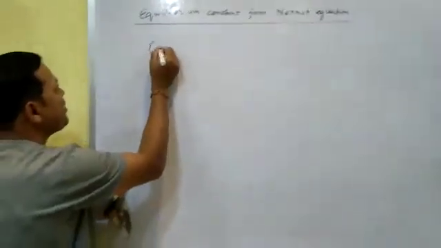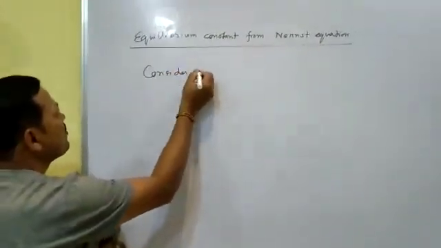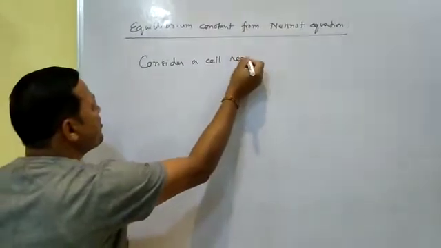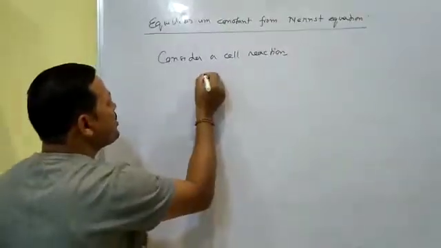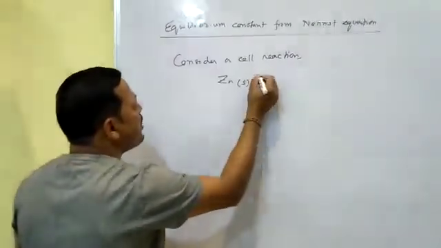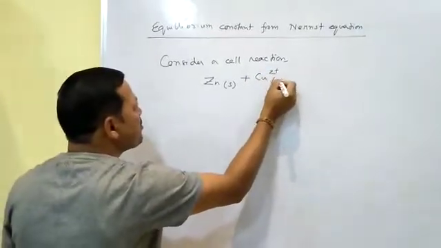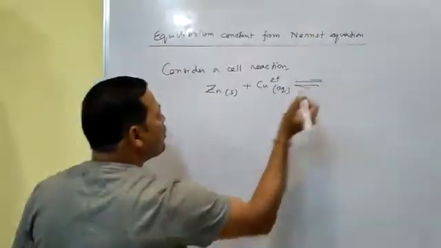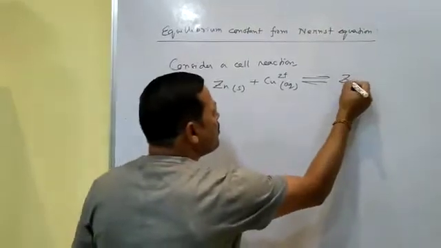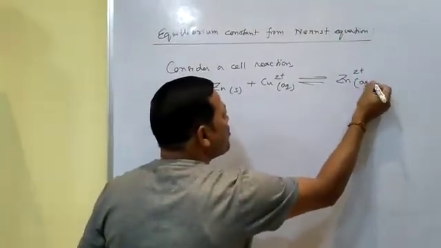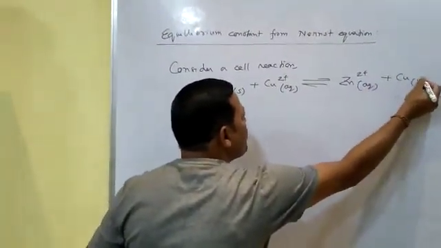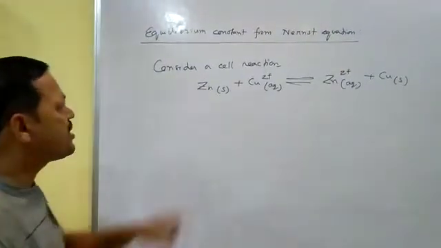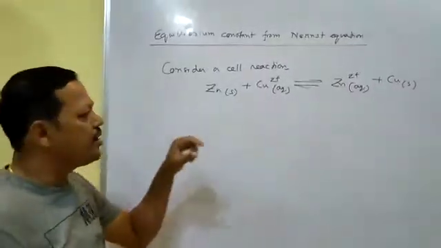Consider a cell reaction. Zinc solid plus copper 2 plus aqueous gives Zn2 plus aqueous plus copper solid. Suppose this is the cell reaction. I have written the overall equation.